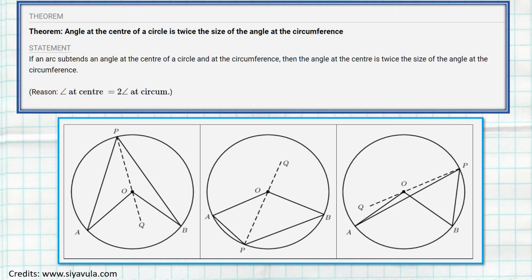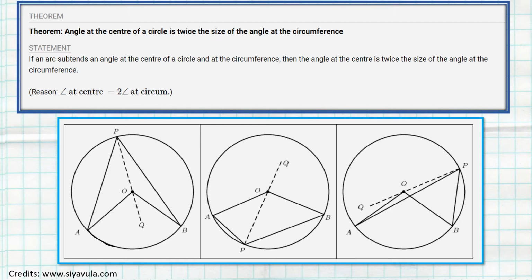Let me show you using this diagram, and this is quite a fairly easy theorem to know. How do I know? Is any angle at the center 2 times any angle at the circumference? The answer is no. The statement really says if you have an angle subtended by an arc.